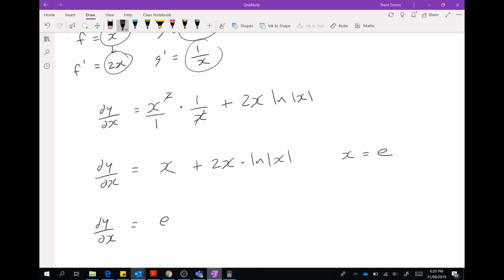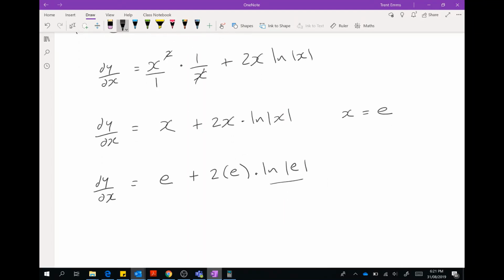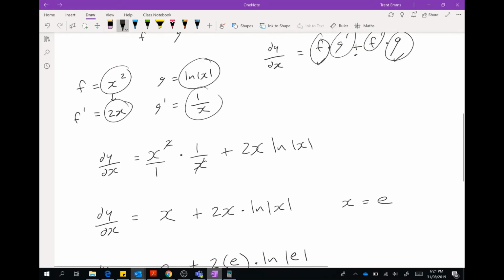x will be e, so it's e plus 2 lots of e times natural log of e. Again, natural log of e is just 1, so we're going to have e plus 2e times 1, which is 2e, which equals 3e. So our gradient is 3e. Let's go back to the start.